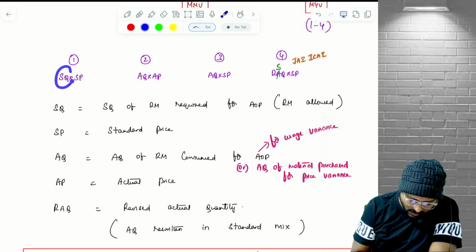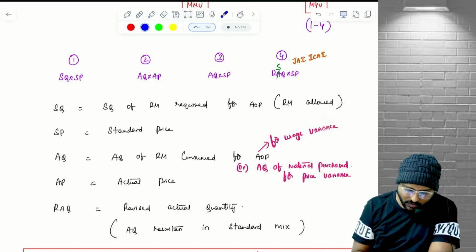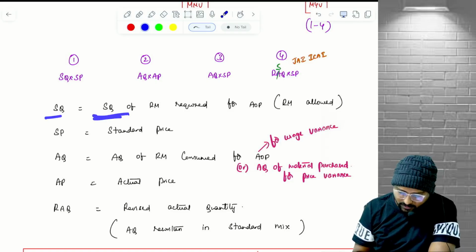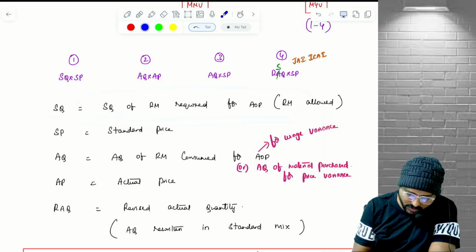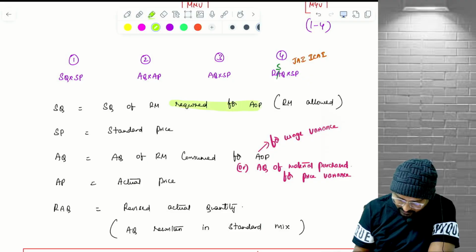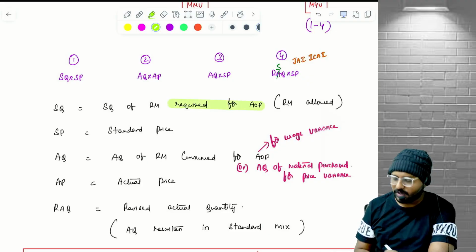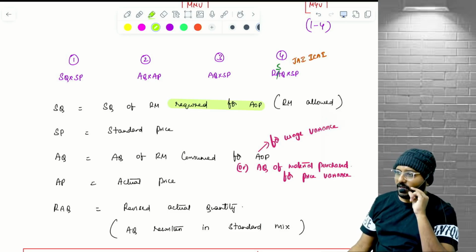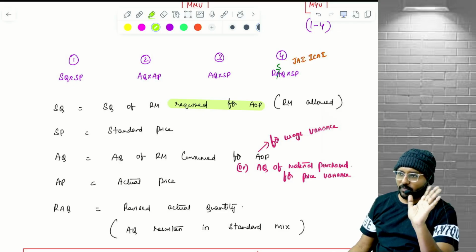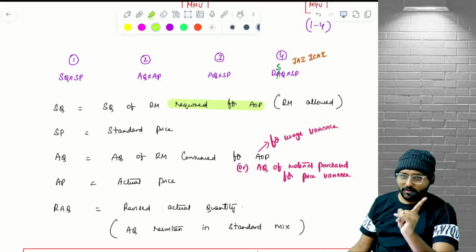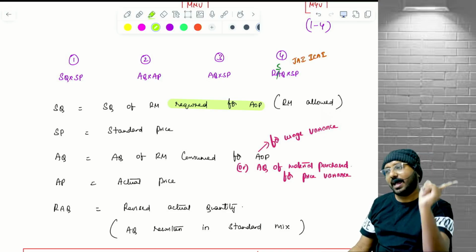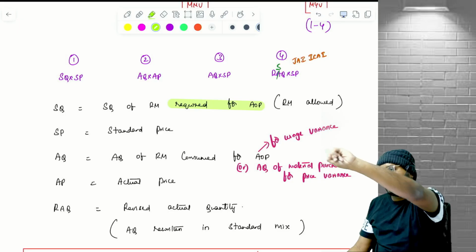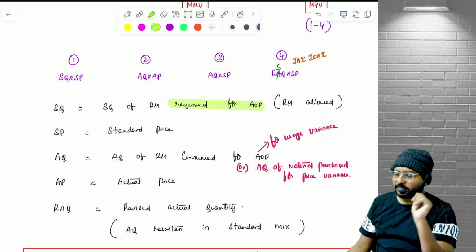First one. What is SQ? SQ means standard quantity of raw material required for actual output. This is very, very, very important. Got it? What is SQ? Standard quantity of raw material required for actual output. Generally people think SQ means standard quantity of raw material consumed. No, it is the standard quantity of raw material which you need to consume for actual output. Are you able to understand?